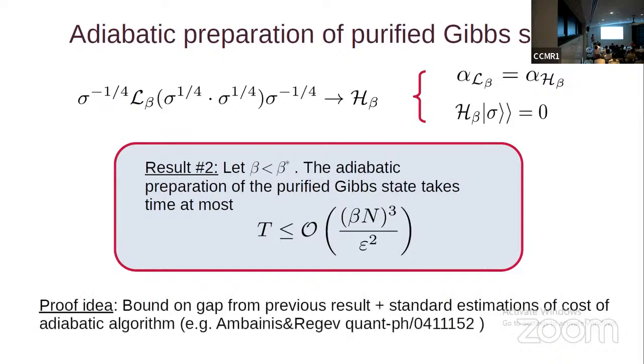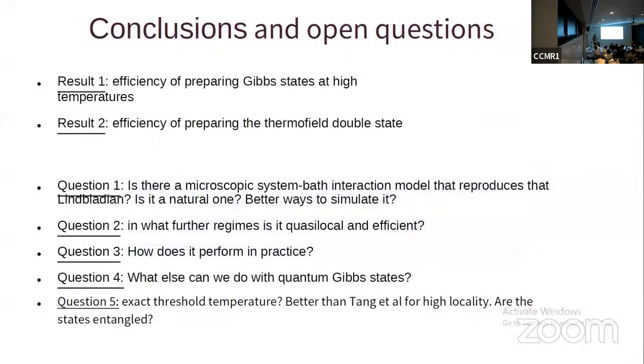And the proof just uses the fact that we have this uniform bound on the gap, and then you just need to pick your favorite adiabatic theorem and plug in the estimates you get. All right, so this moves us to the conclusion. Again, I think this was one of the first results on the exact preparation of high temperature Gibbs states, and also the thermofield double state.